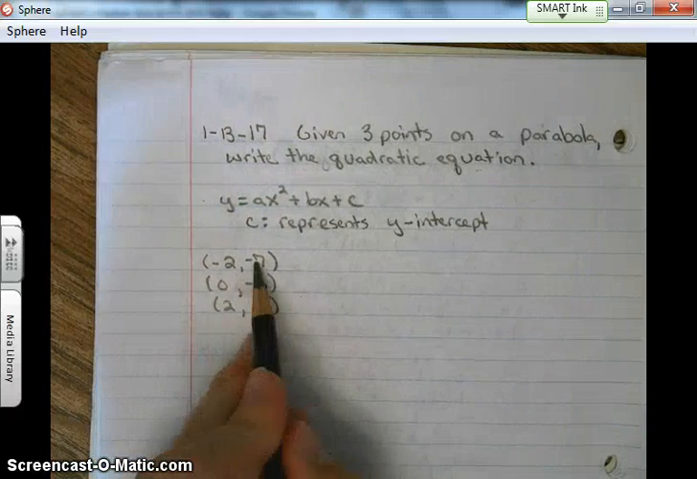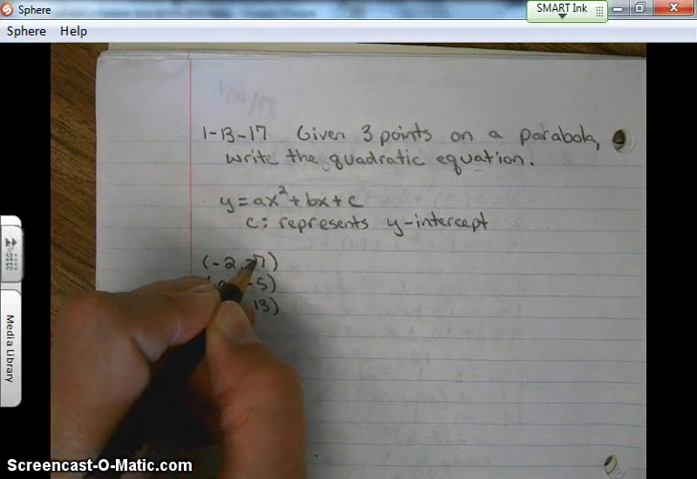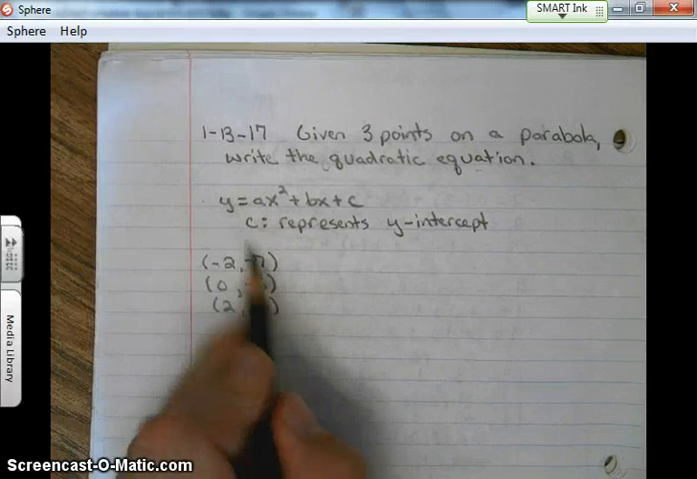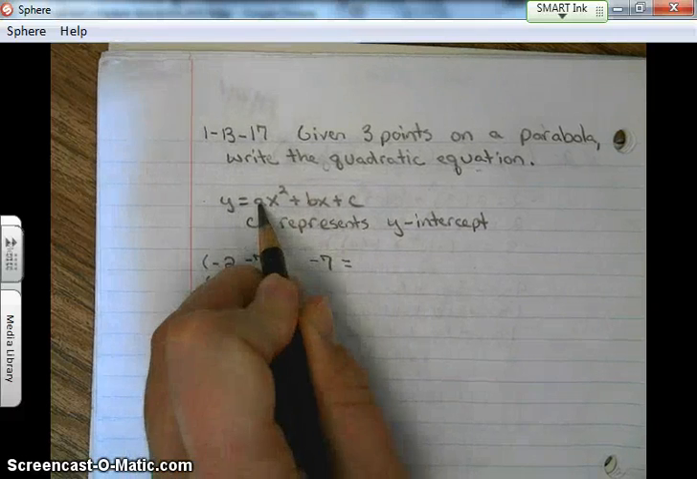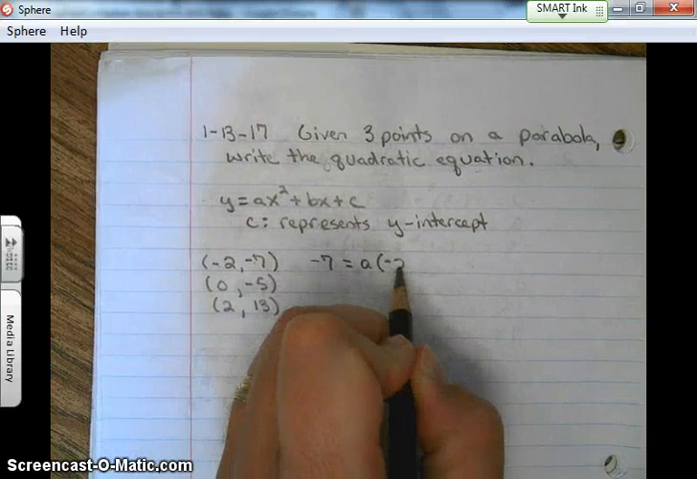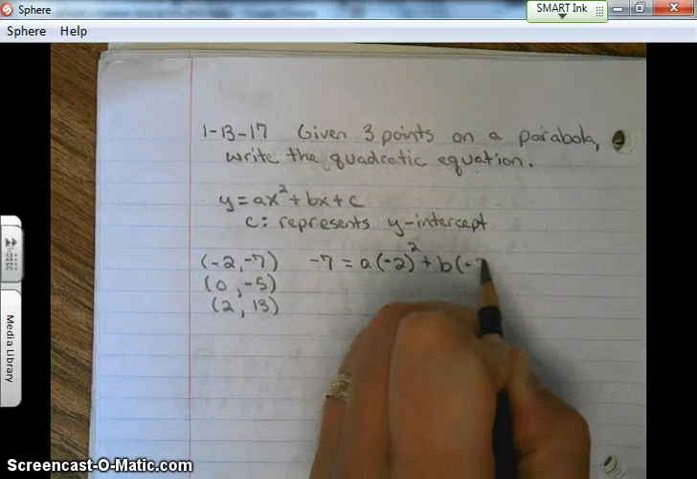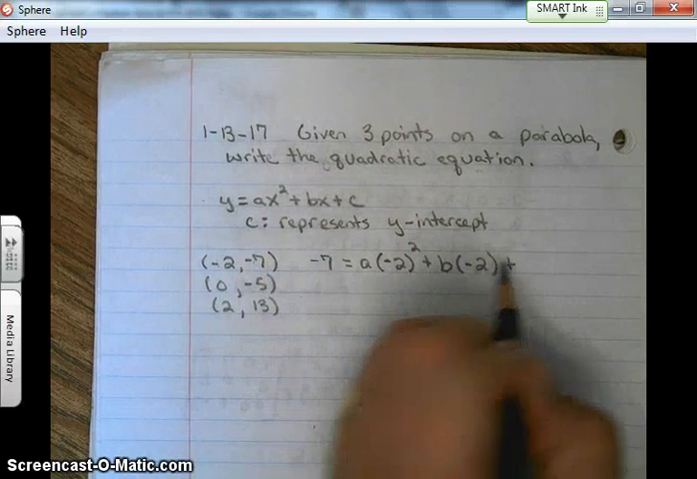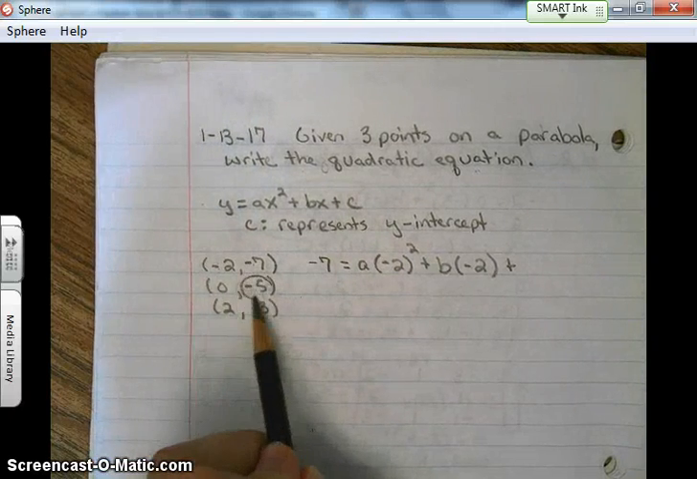So starting off with our first point, our first coordinate is x, our second coordinate is -7, y. So plugging that in, -7 goes into y. We do not know a. We know that x is -2. We do not know b. We know x is -2. And we do know c, the y-intercept. It's right here.